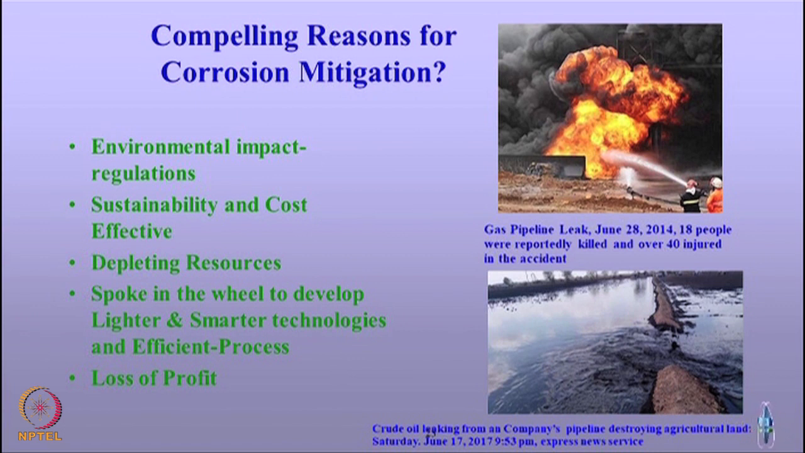The two accidents happened here, right? On the right side, you see here, the gas pipeline accident happened about a few years back, okay, and it caught fire. Why did the leak occur? The primary reason was corrosion of the pipeline. And a lot of casualties, you see, 18 people were reportedly killed and 40 injured. So this is the kind of problems that you can have actually.